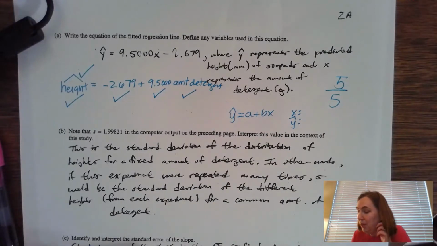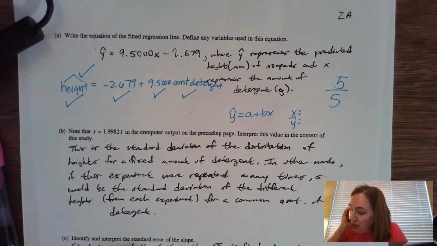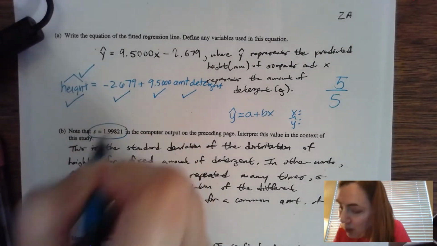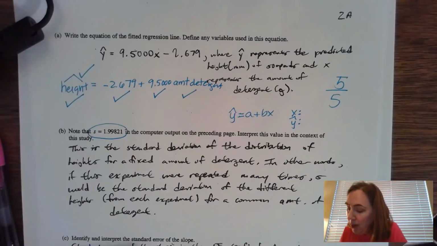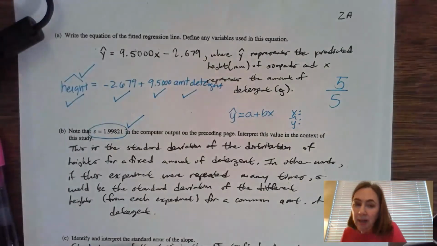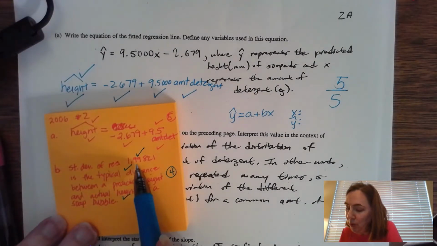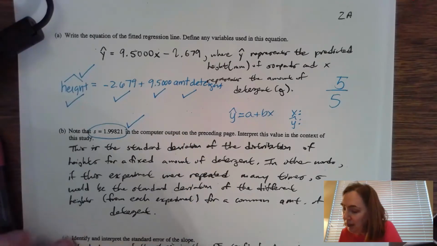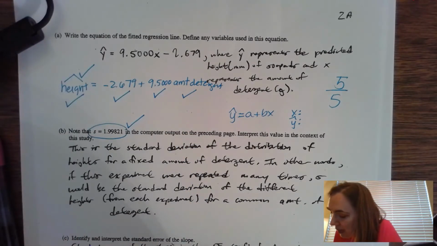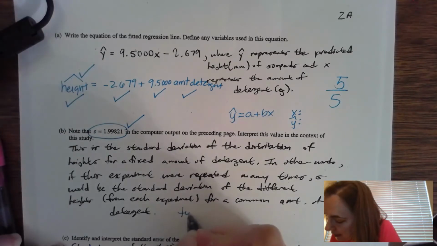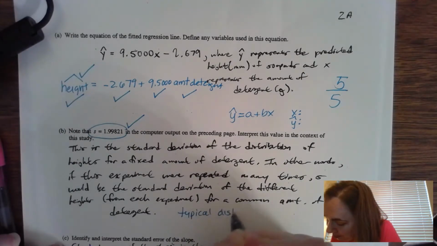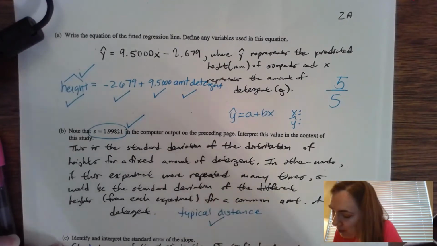Now B, this one I changed up from the last 2 problems. You can probably tell from the typing, but B is identifying the standard deviation of the residuals. So in your answer, you need to have made sure you were able to figure out that 1.99821 was the standard deviation of the residuals. Give yourself a check if you have it in your answer. And what we're looking for is a typical distance. If you have that, give yourself a check.